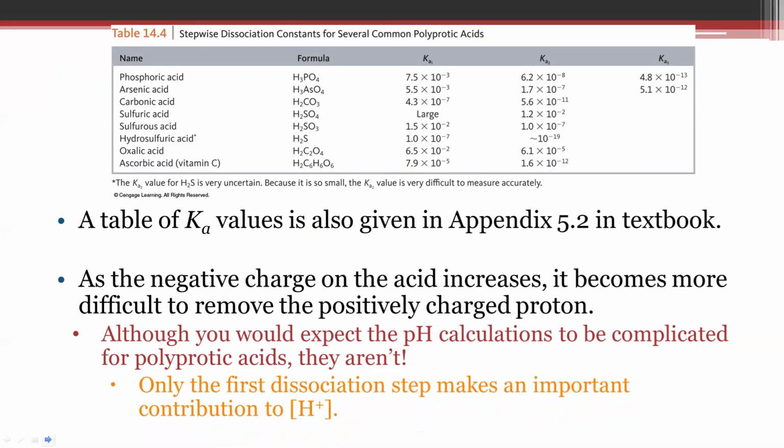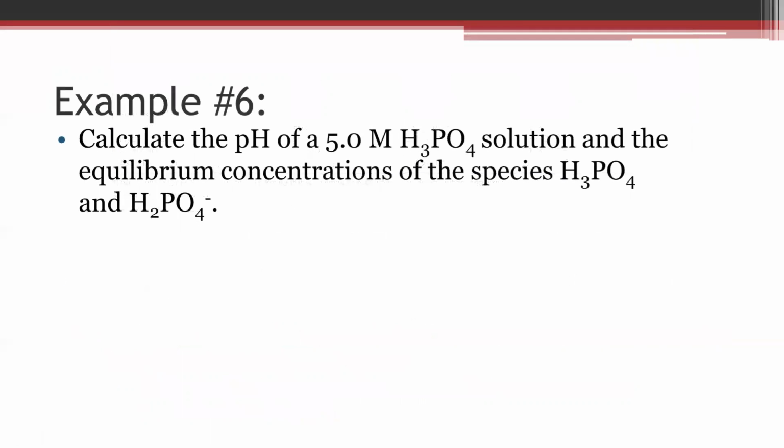Also, I kind of said this: the only dissociation that's most important for the contribution of the H+ comes from that first lost proton. So the Ka value for that first lost proton is what you would use when you solve to get pH. Everything else doesn't really have that effect.